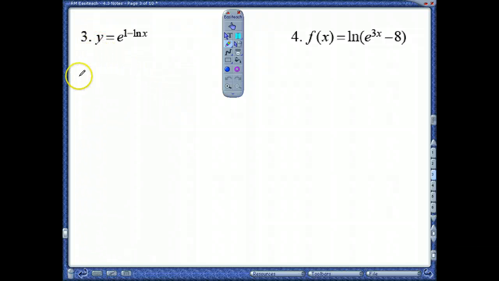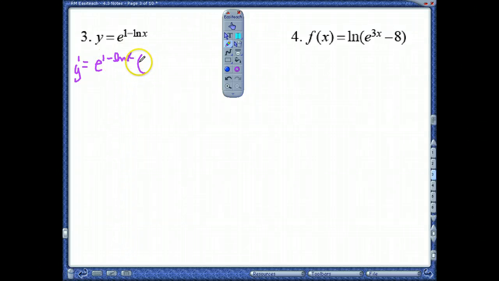Okay, so y here, I've got a natural log of x here. I've got everything going on at the same time. But notice it's an exponential, so rewrite that exponential, and then you're going to multiply it by the derivative of its exponent. Well, the derivative of 1 is 0. The derivative of negative natural log of x.